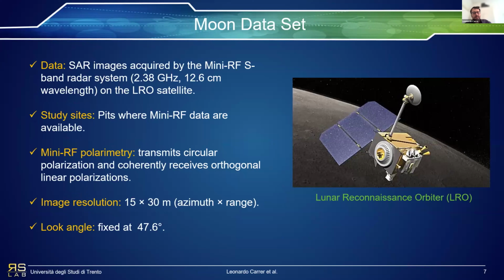As I said, we use a synthetic aperture radar, and the sensor is called Mini-RF. Mini-RF is a sensor operating in the microwave frequency range around 2 gigahertz. It is also able to exploit polarimetry, and the image resolution, which is quite an important parameter, is 50 by 30 meters. And the look angle, so the angle at which it was looking at the surface, is 47.6 degrees.